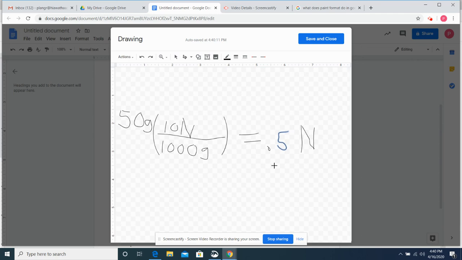All right. So you should be able to set up your problems, and you should be able to find out how many newtons there are in the amount of masses that we hang on our rubber band. So you're going to need to go back to your data table and calculate the forces so that you can make your graph.